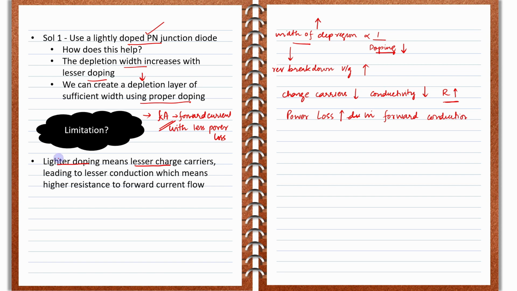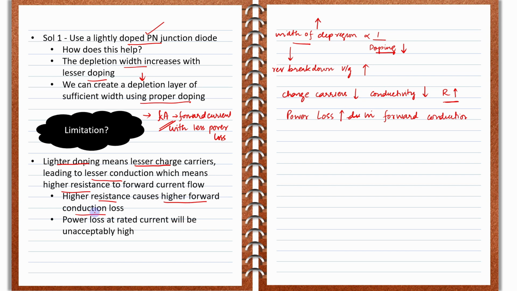So I hope I am clear. Lighter doping means less charge carriers. Less charge carriers means lesser conduction. Lesser conduction means higher resistance to the forward current flow. And the higher resistance causes higher forward conduction loss. That I have already explained here, right? For a power diode, this power loss at rated current will be unacceptably high. So you cannot use a power diode with such a high amount of power loss. Therefore, this solution number 1, to increase the reverse blocking capability by using a lightly doped PN junction, is not a good solution.